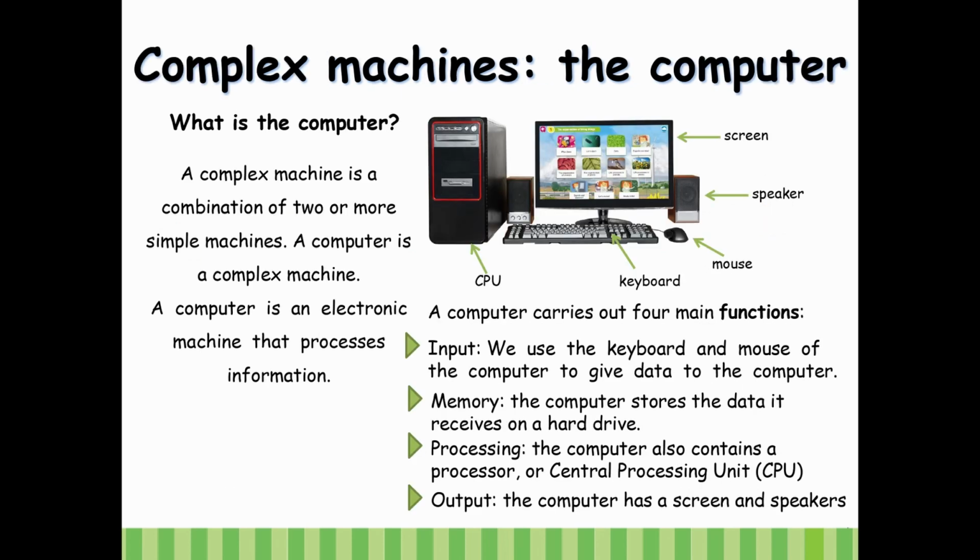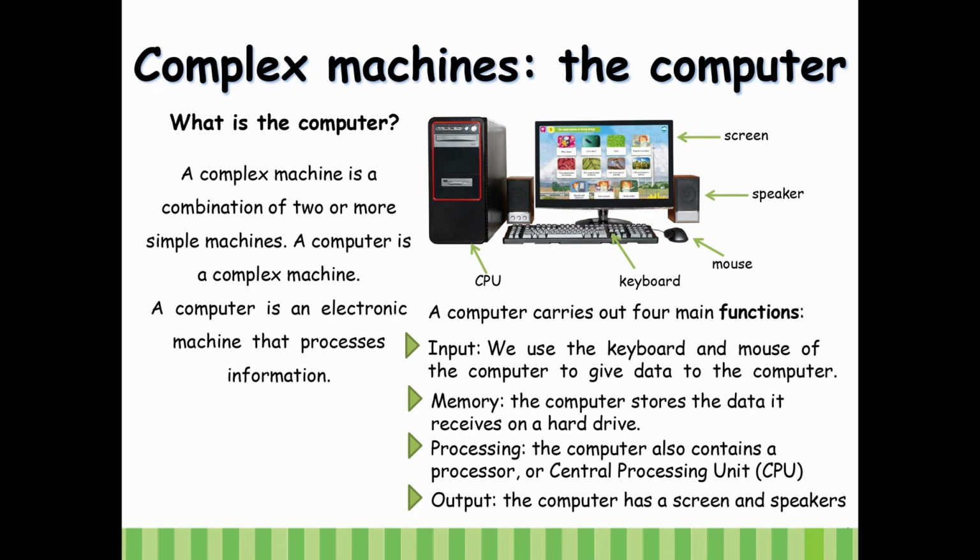Complex machines. The computer. What is the computer? A complex machine is a combination of two or more simple machines. A computer is a complex machine. A computer is an electronic machine that processes information. A computer carries out four main functions.